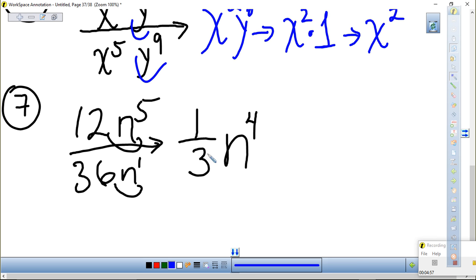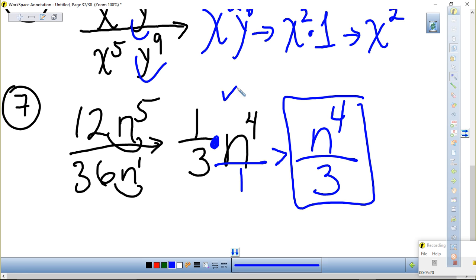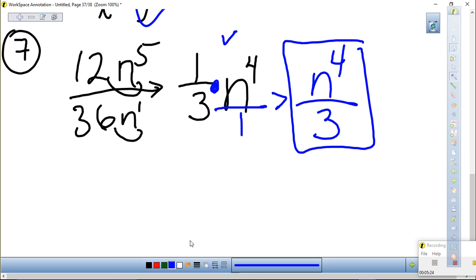Now, is this the answer, or if we're multiplying, how can we make n to the fourth into a fraction? Over what? Over 1. So therefore, 1 times n to the fourth becomes n to the fourth. 3 times 1 becomes 3. If you got this, that's fine. I'll take that. But if you can go a step further, just making it one fraction, write it as one fraction.